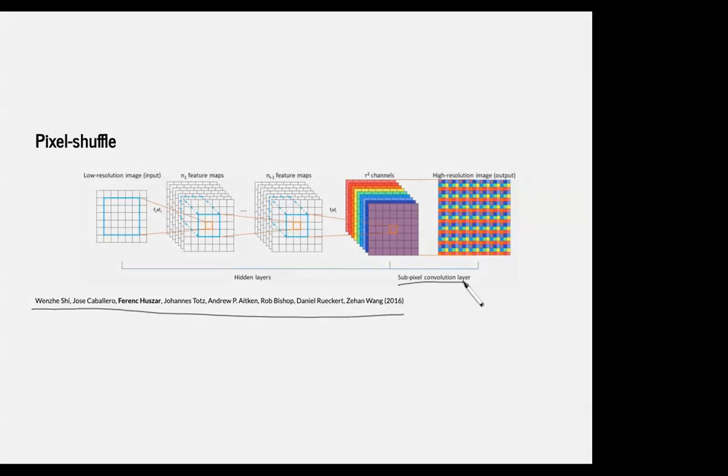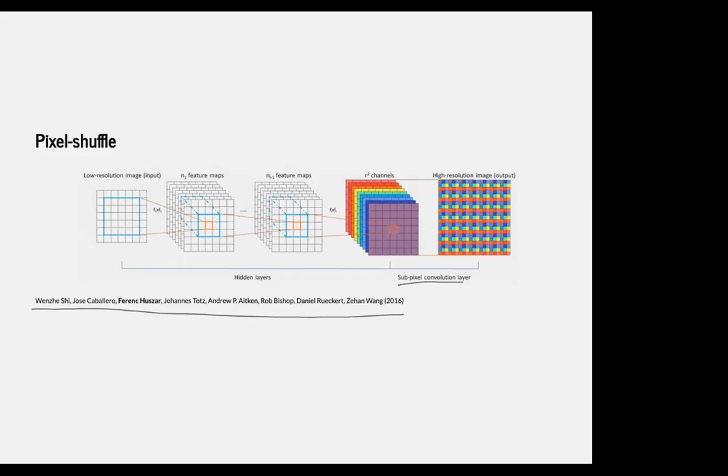And so these colorful squares at the end, this rainbow colored set of channels, is what the output of the network looks like after several layers of convolution. And each of these channels describes the pixels in a particular location within the block of pixels that would correspond to a low resolution pixel.